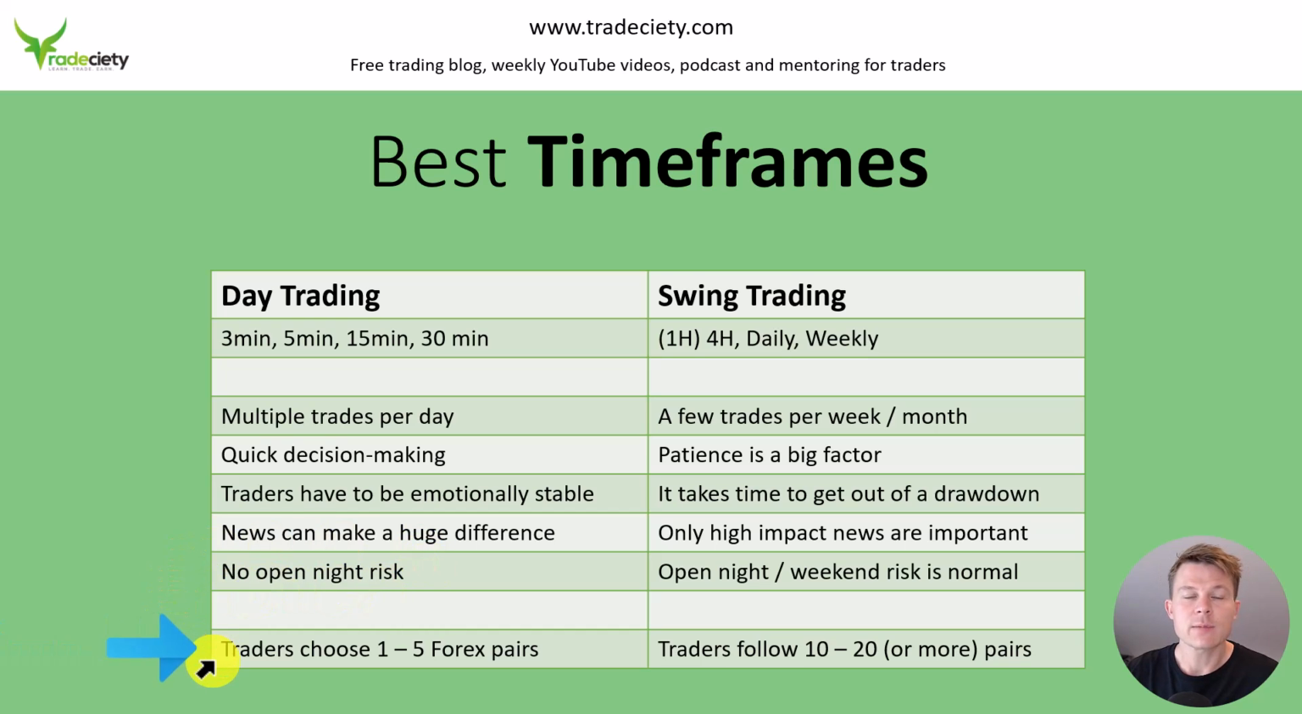And typically when it comes to trade or pair selection, day traders focus on a few pairs, 1 to 5 pairs. In the beginning, I would recommend maybe 2 or 3 pairs. If you feel that you are overwhelmed by the amount, then observe and analyze fewer pairs. If you feel that you don't get enough trading opportunities and you feel maybe bored, then maybe add another one.